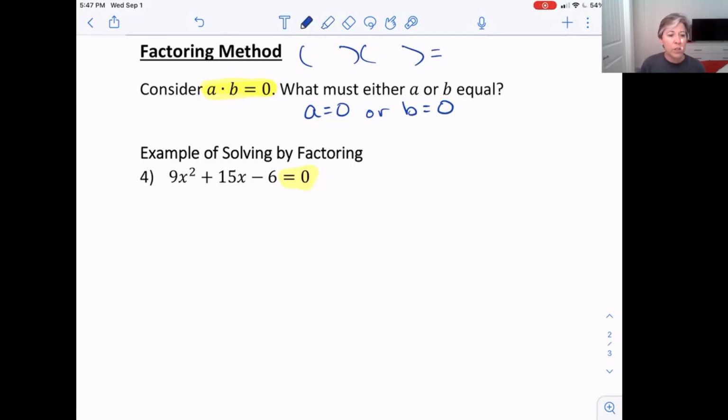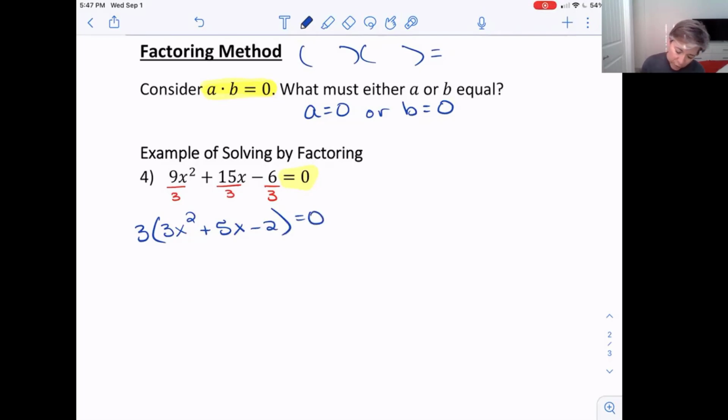So we first notice on the left that there is a GCF. Everybody here can be divided by 3 evenly. We're going to take out that 3. That leaves us with 3x squared plus 5x minus 2 equals 0.